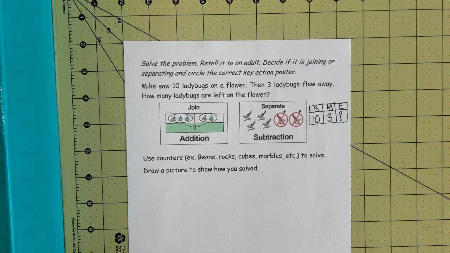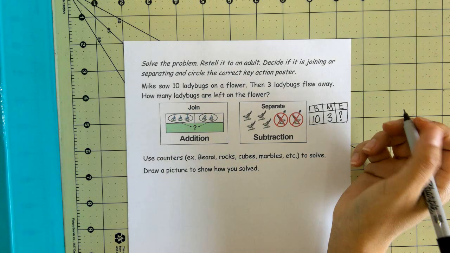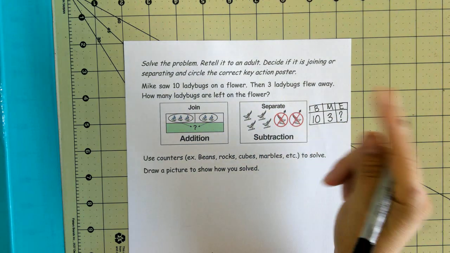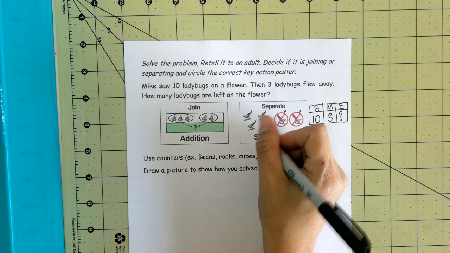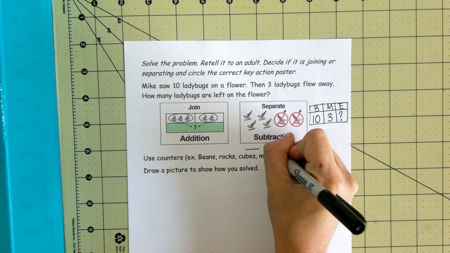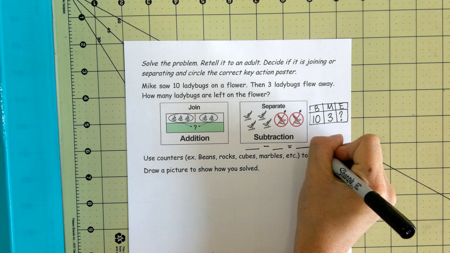Okay, please share with someone at home. What do you think we're going to do and why? All right, very good. So we're going to separate because some of the ladybugs, they went away. Okay, so that means we're separating. So our number sentence, we're going to use a minus sign. So blank minus blank equals blank.